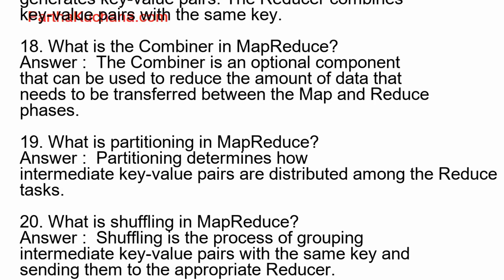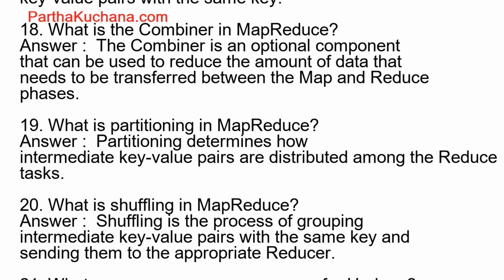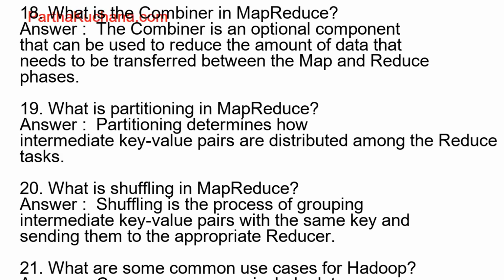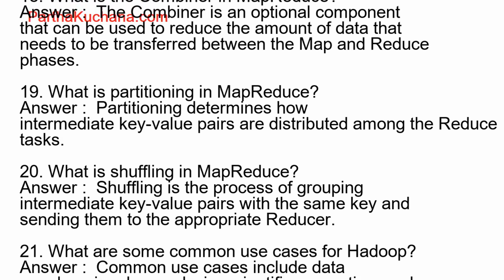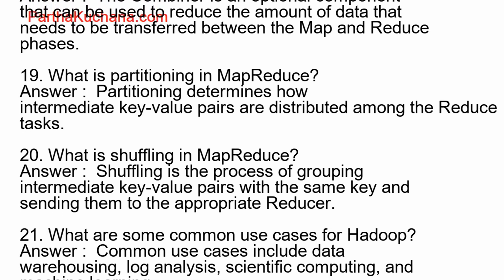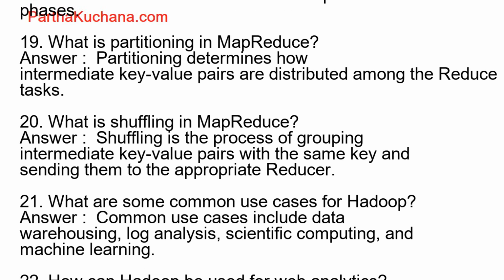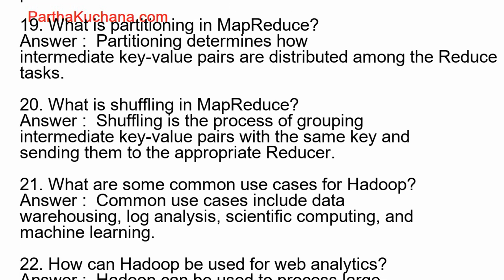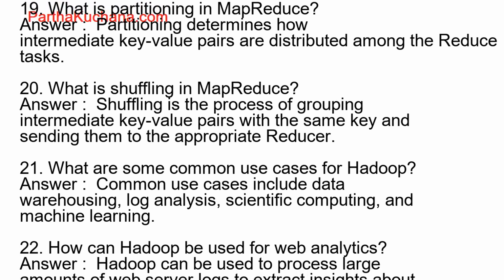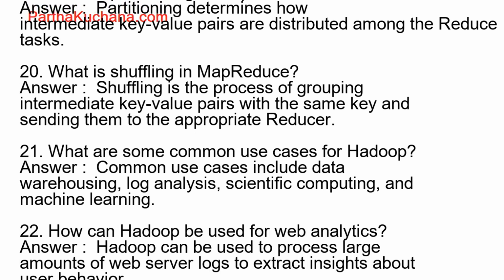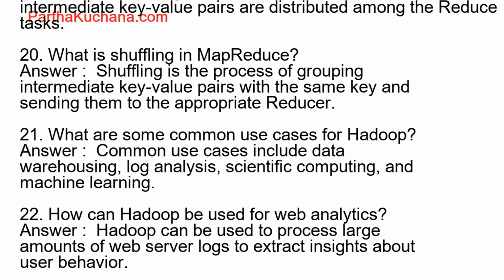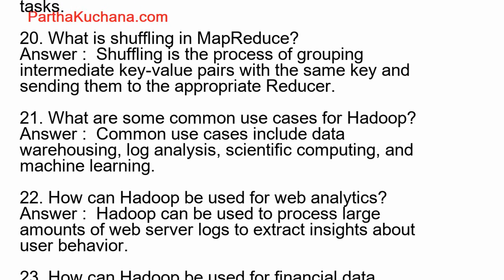19. What is partitioning in MapReduce? Answer. Partitioning determines how intermediate key-value pairs are distributed among the reduce tasks. 20. What is shuffling in MapReduce? Answer. Shuffling is the process of grouping intermediate key-value pairs with the same key and sending them to the appropriate reducer. 21. What are some common use cases for Hadoop?